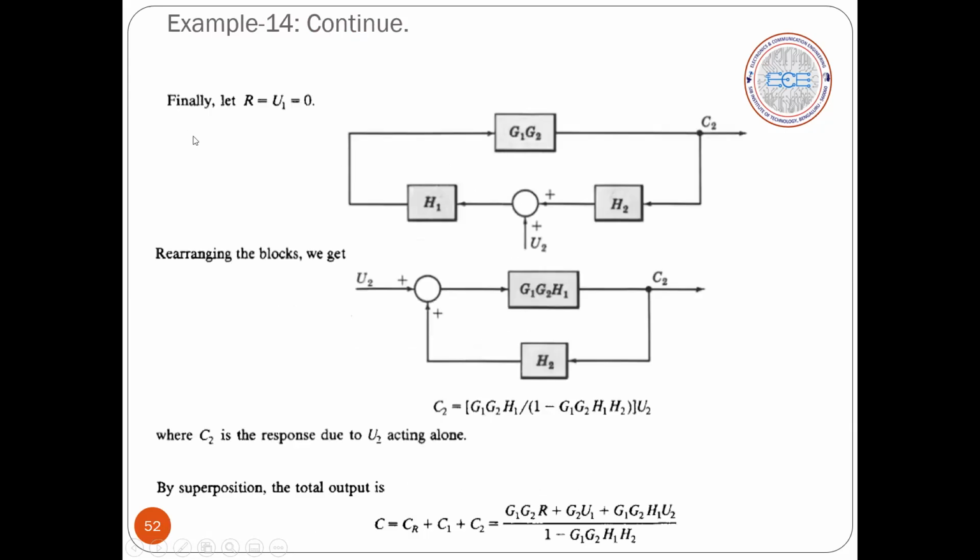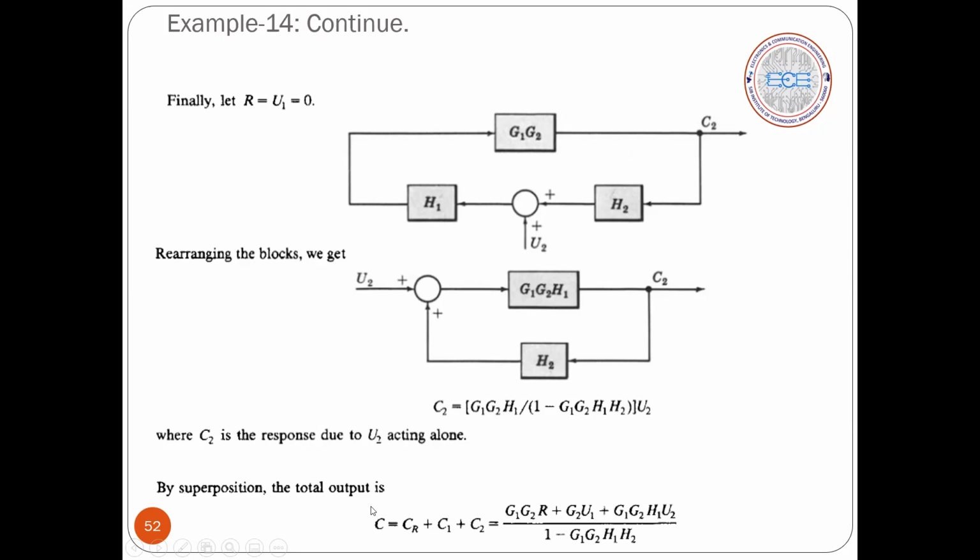Similarly, I'll be repeating for the third input. So I will be blocking the input R and U1 to 0, and I consider only U2. Again I'll be rearranging the block. I'll be getting something like this. This is what I'll be getting by rearranging the blocks. Now you can simplify. This is a standard canonical form with a positive feedback. So you get this expression very similar to the previous case. You can write an expression for C2, you can call it CU2, because we have this corresponding to U2. They have named it as C2, we will keep it. So we got this C2 due to U2 alone.